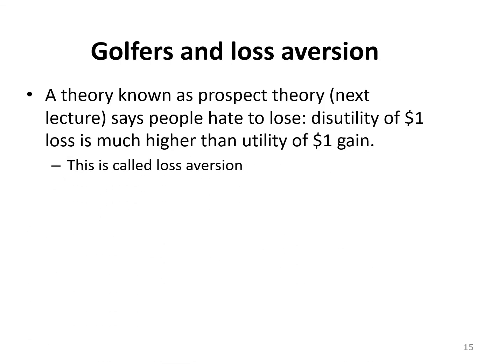Well, it turns out to be related to something called loss aversion. A theory known as prospect theory, which I'll get to later in these slides, next lecture in fact, says that people hate to lose. The disutility, the unhappiness of, say, losing $1, forget golf for a moment, the unhappiness of losing $1 is much higher than the happiness or the utility of making $1. This is called loss aversion. People hate to lose.